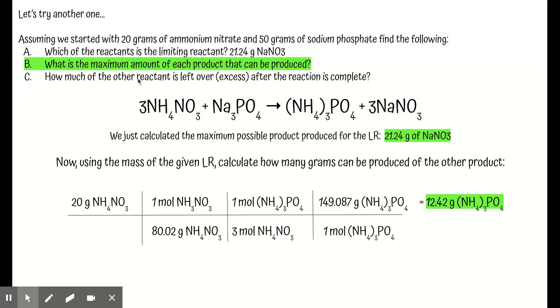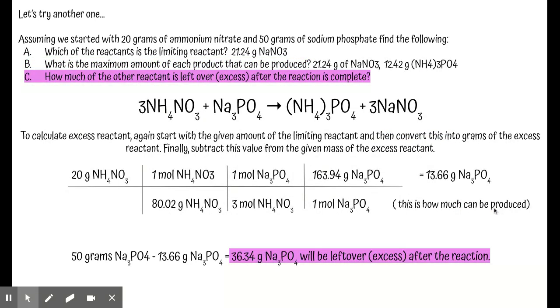So in this equation, the maximum amount of each product that can be made starting with 20 grams of ammonium nitrate is going to be 21.24 grams of sodium nitrate and 12.42 grams of ammonium phosphate.